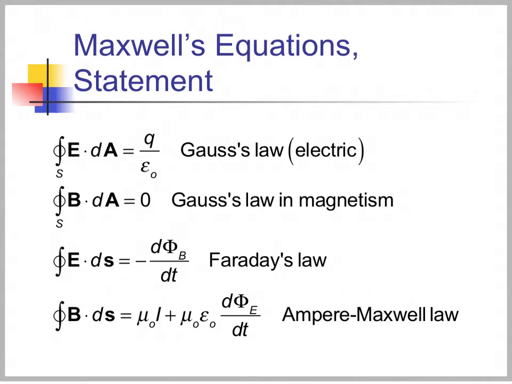Gauss's law for electric fields, the integral of E dot dA is equal to Q over epsilon naught. Gauss's law in magnetism says the integral of B dot dA is equal to 0. Faraday's law, the integral of E dot ds is minus the time rate of change in magnetic flux. And the Ampere-Maxwell law, the integral of B dot ds is mu naught I enclosed plus mu naught epsilon naught times the time rate of change of the electric flux.